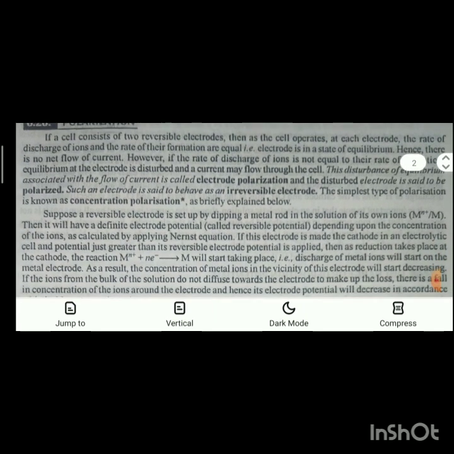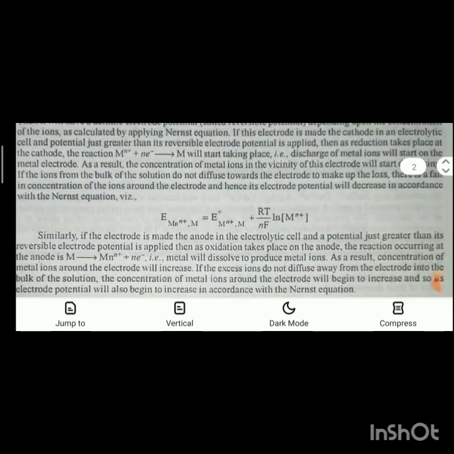Suppose a reversible electrode is set up by dipping a metal rod in the solution of its own ions. Then it will have a definite electrode potential, called reversible potential, depending upon the concentration of the ions, as calculated by applying the Nernst equation. If this electrode is made the cathode in an electrolytic cell and a potential just greater than its reversible electrode potential is applied, then as reduction takes place at the cathode, the reaction M^n+ + ne^- to form M will start taking place, that is, discharge of metal ions will start on the metal electrode.